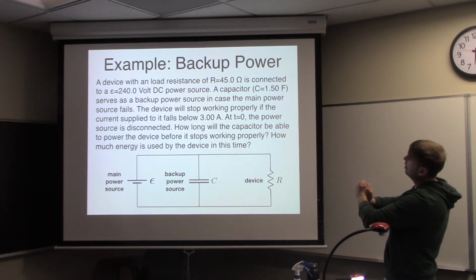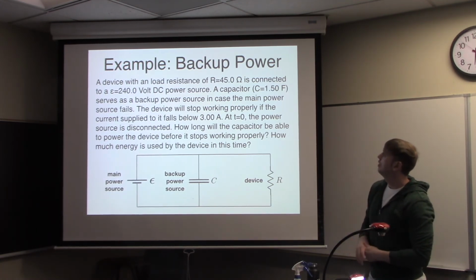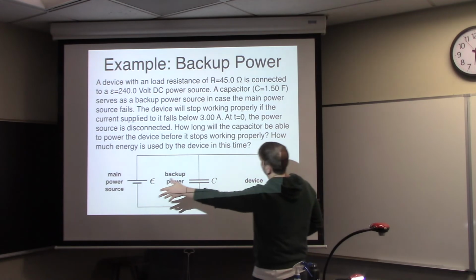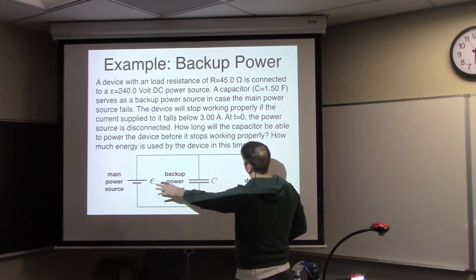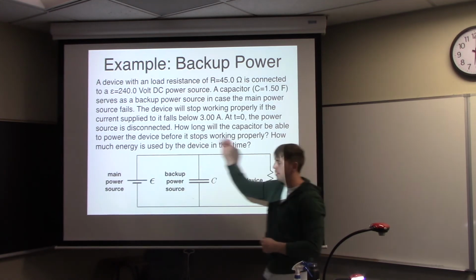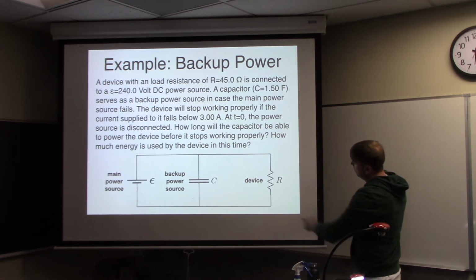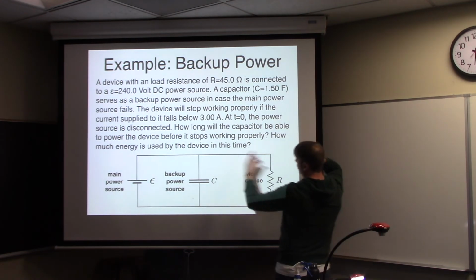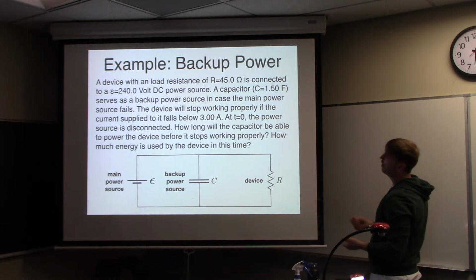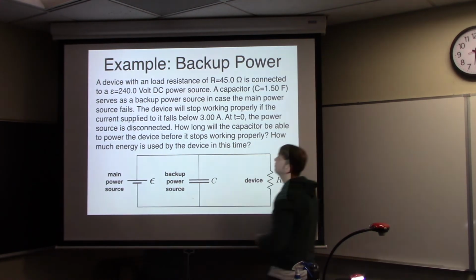So we have a device with a load resistance, big R, of 45 ohms, connected to a 240 volt DC power source. So that's over here. Okay, so this is 240 volts. You can imagine this is a battery or something like that. There's a capacitor which is connected in the circuit like this, which is going to serve as our backup power source in case this main power source fails.